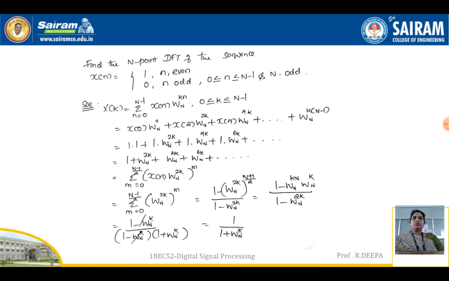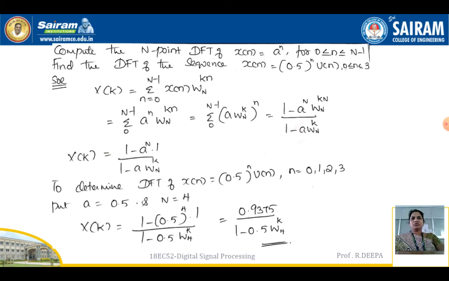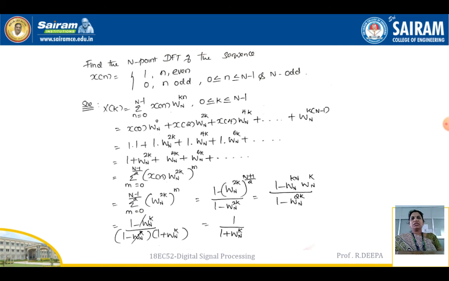So this is nothing but the DFT for the given x of n. So finally you can write x of k is equal to 1 divided by 1 plus wn power of k.